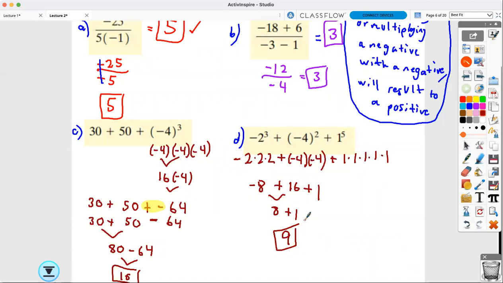What questions do we have seeing these practice problems now, guys? Any questions at all?